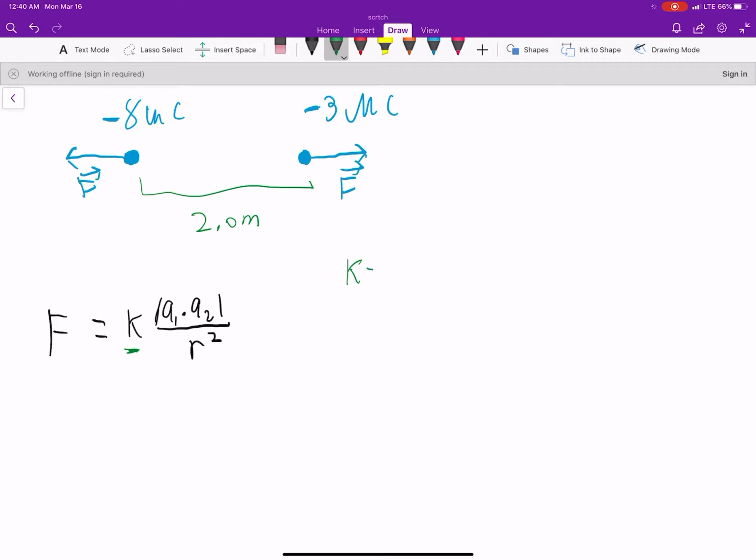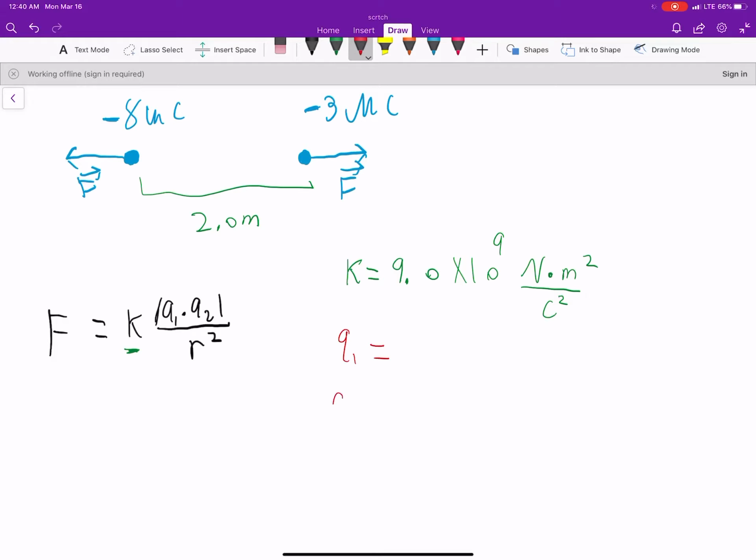K is just a constant. You don't really have to worry about that. Some professors will have you use different numbers for it, but it's about 9 times 10 to the 9th newtons times meters squared, and then we all divide it by our coulomb squared. Your professor might have it as like 8.9 or whatever, but we're going to keep it at about 9. Okay, so that's our constant.